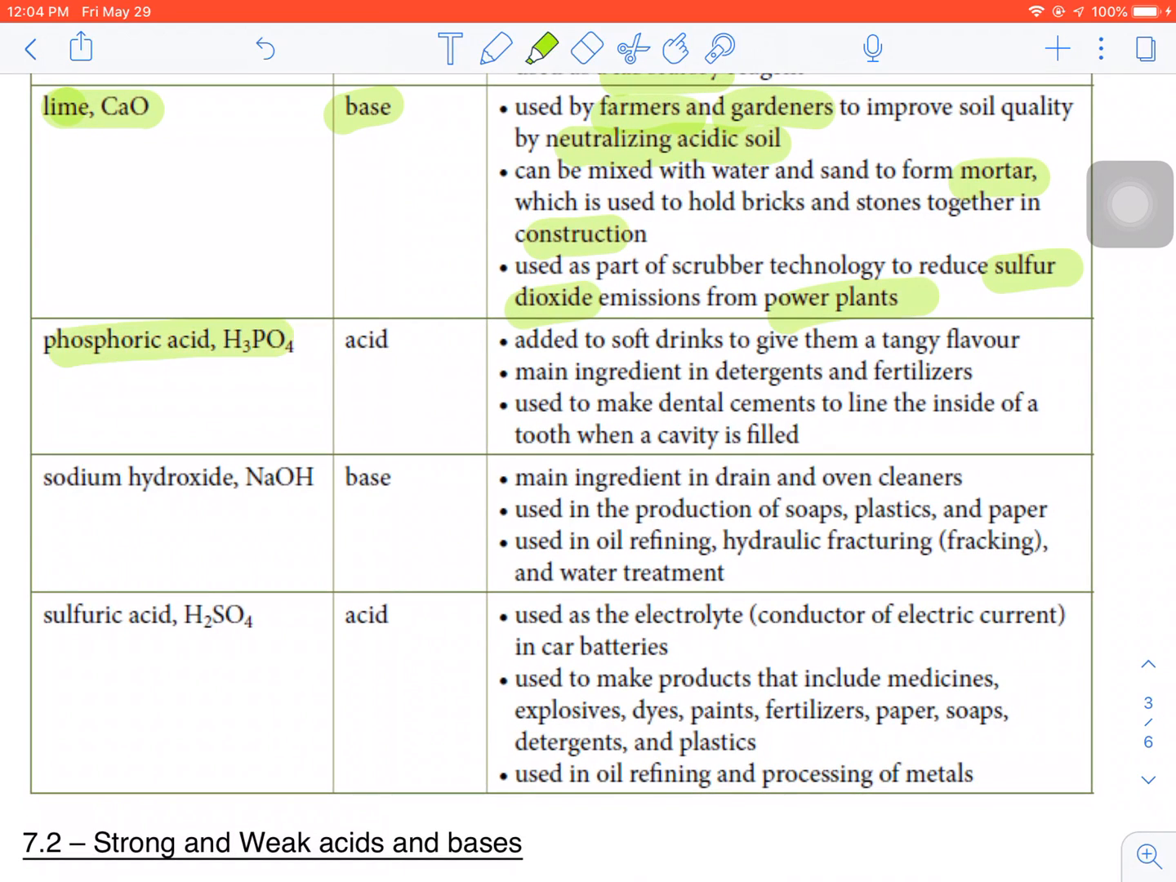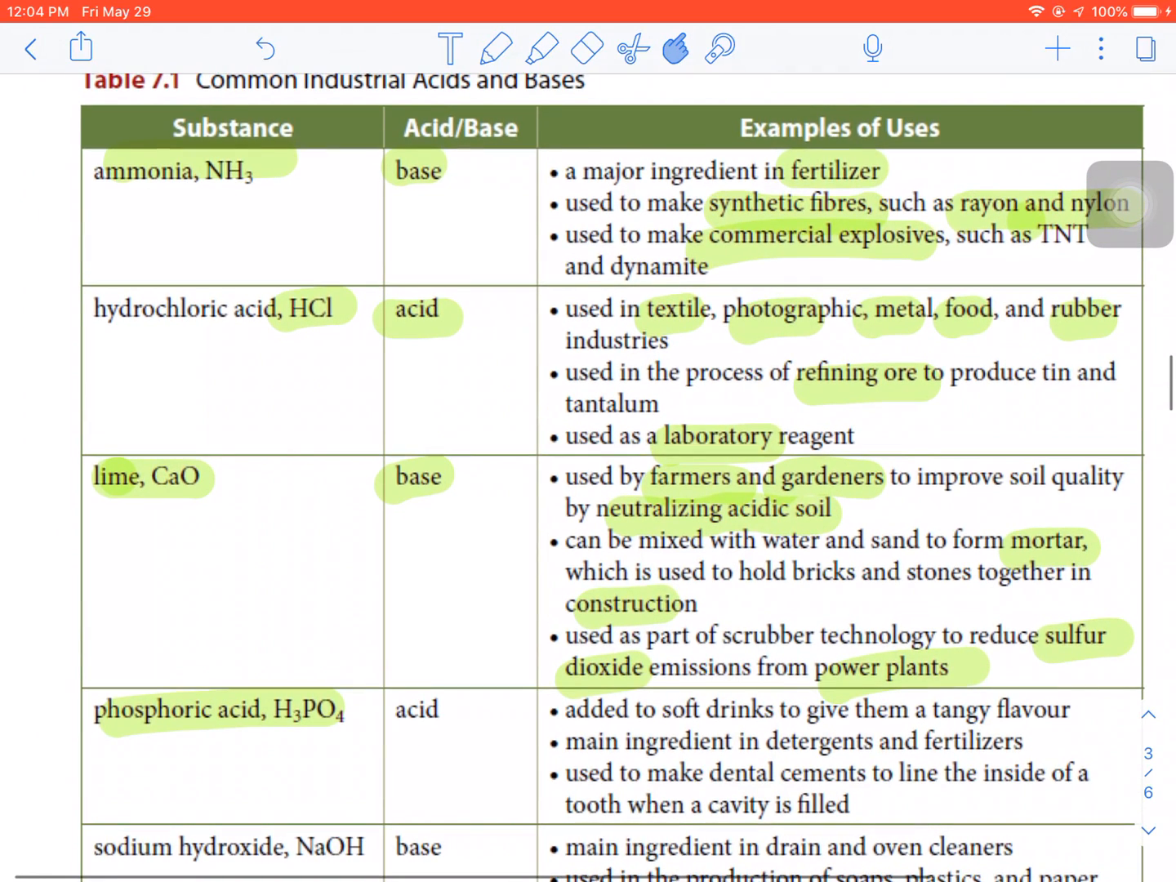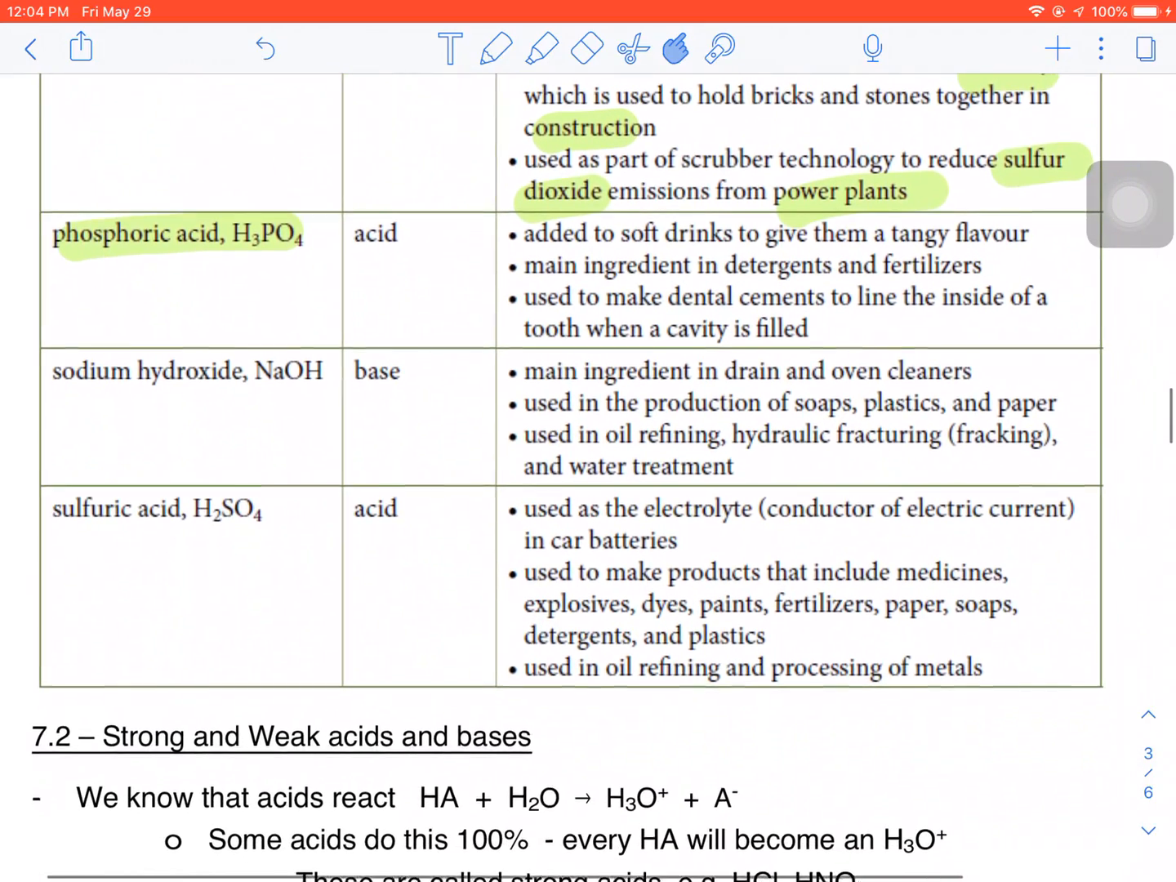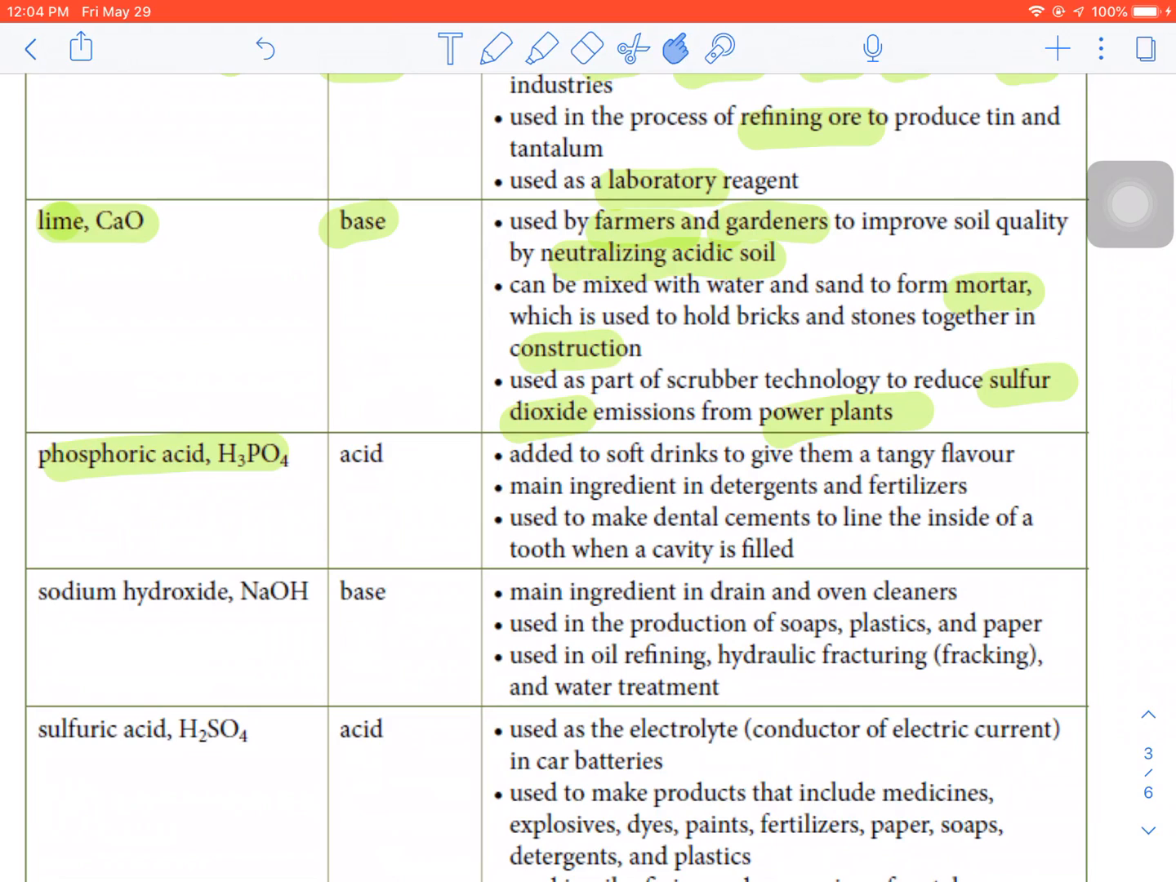Again, notice the H at the beginning there. So again, we've got three acids here. The first one was HCl. The second one is H3PO4. The third one is H2SO4. Again, notice what they all have in common, right? All starting with H. Makes them all acids.